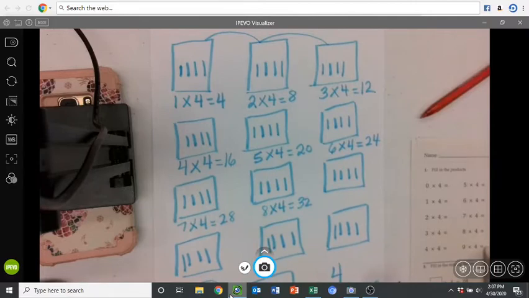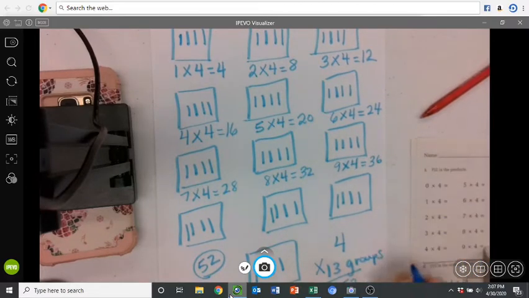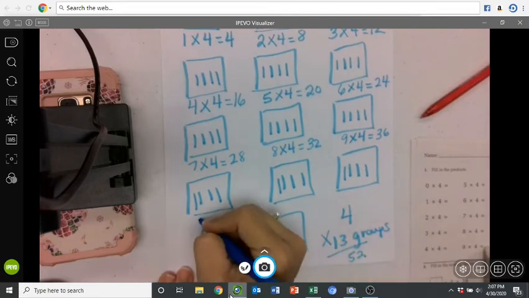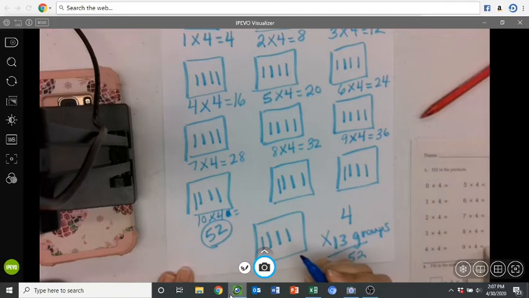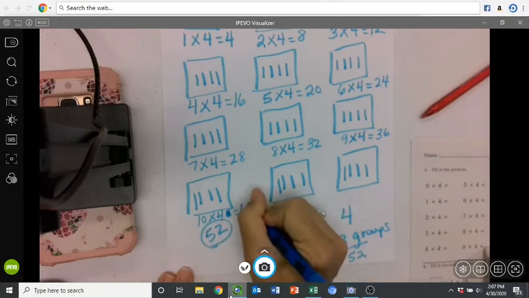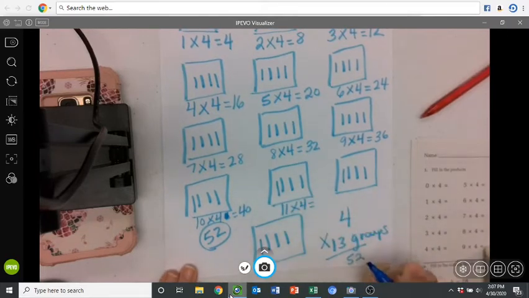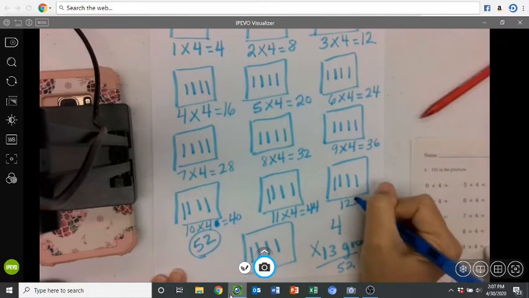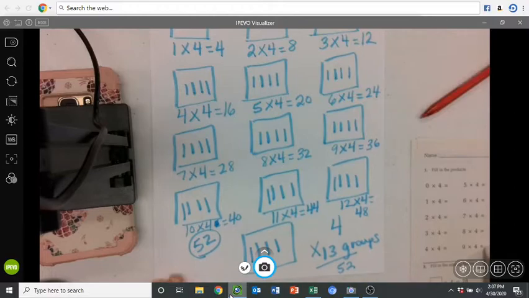Pause the video and check me if you want to. Count all those little sticks. You should have 32 when you get here. 9 times 4 equals 36. 10 times 4 equals, oh, look at there, I wrote the answer. My brain was working faster than my hand. 10 times 4 equals 40. 11 times 4 equals 44. And 12 times 4 equals 48. And we know 13 times 4 is 52.